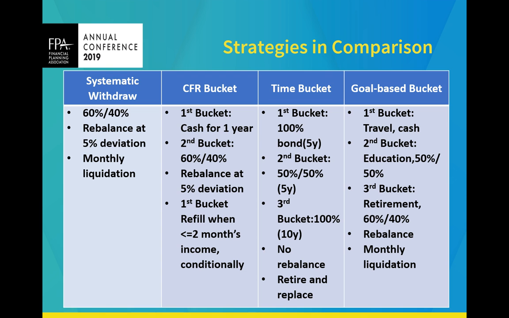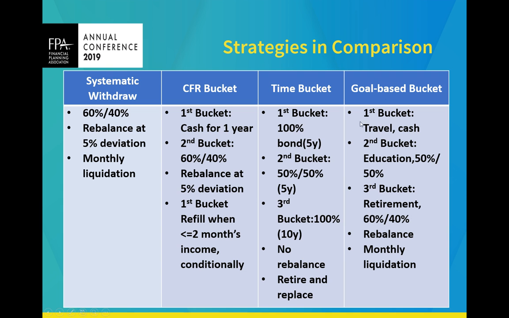Goal-based bucket. So we just identify each goal. For the travel, we identified it's just cash. And then education for grandkids, we use a 50-50 allocation. And then the remaining would be 60-40 rebalanced with monthly liquidation. So the third one, for retirement, the retirement money would be joining from this. Those would just be staying over there.